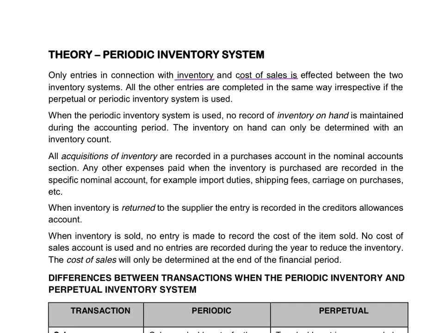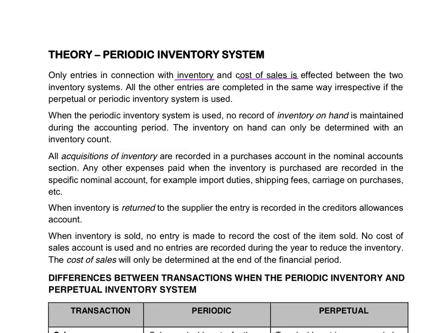In the perpetual system, you will record cost of sales every time goods are sold or debtors return goods. In the periodic inventory system, you don't have a cost of sales account. So all the other entries are completed in exactly the same way, irrespective if the periodic or perpetual inventory system is used. It is only inventory and cost of sales that will be affected by using the perpetual system or the periodic system.